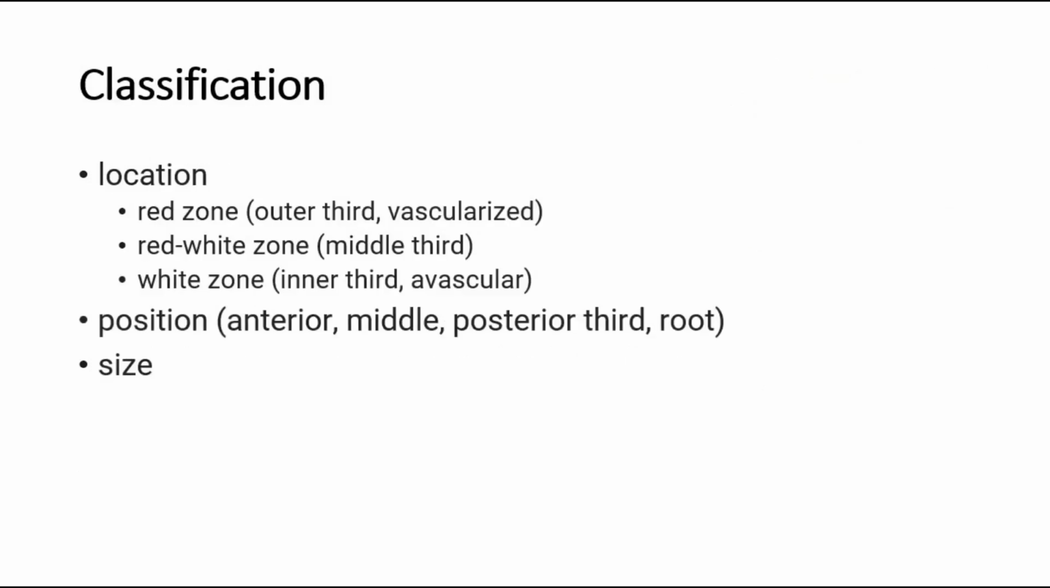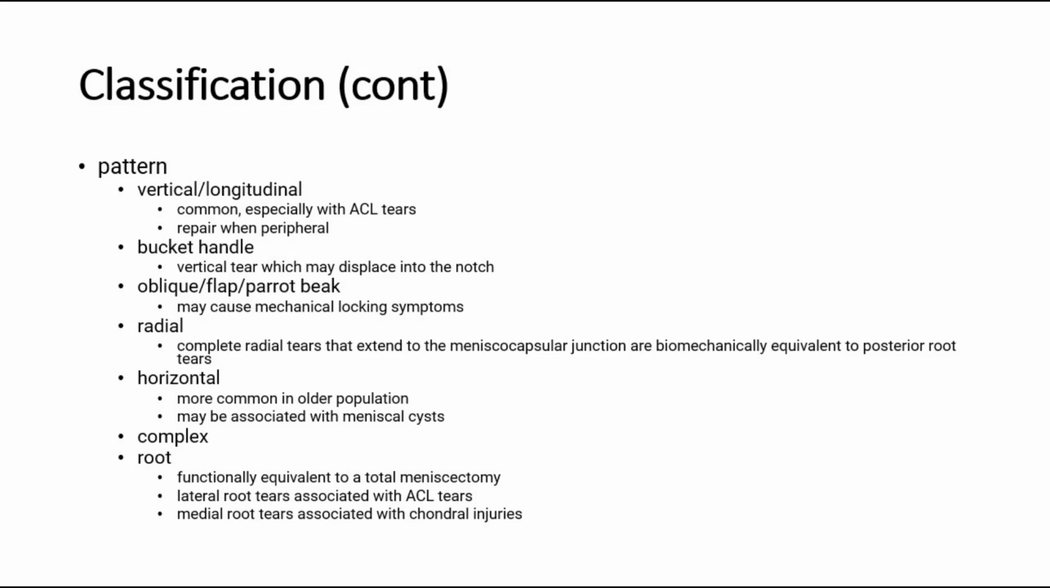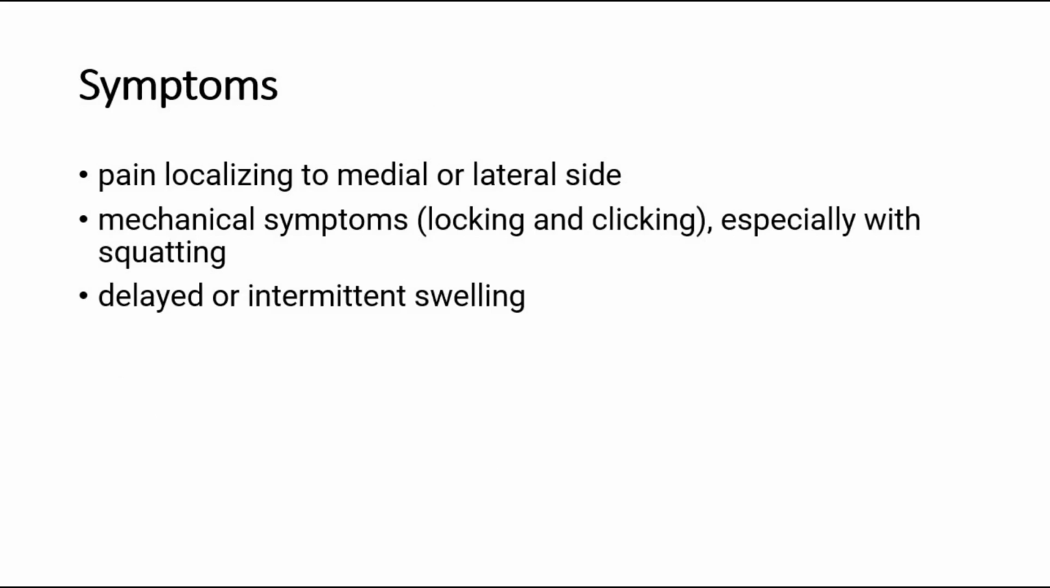Meniscal tears can be classified through their location: red, red-white, or white zone. Position, whether anterior, middle, posterior third or root, and its size. Other classifications include its pattern, whether vertical or longitudinal, bucket handle, oblique, flap, or parrot beak, radial, horizontal, complex, and root pattern. For its symptoms, patients complain of pain localizing to the medial or lateral side.